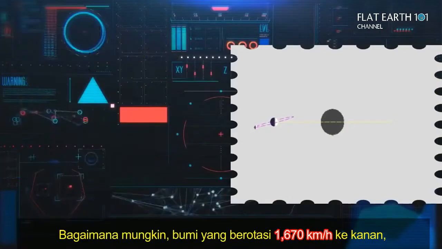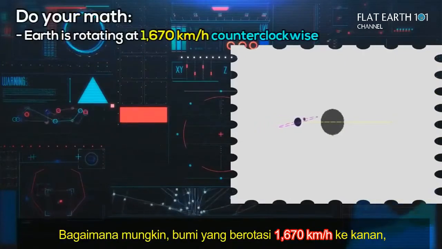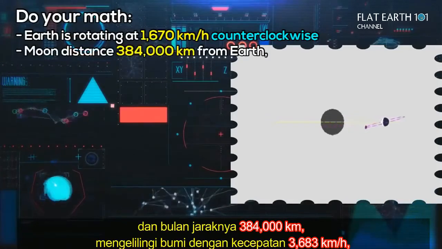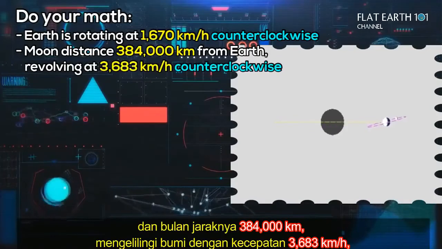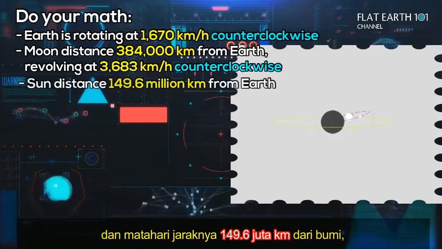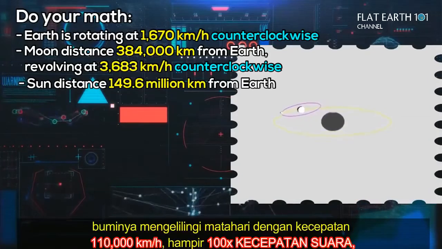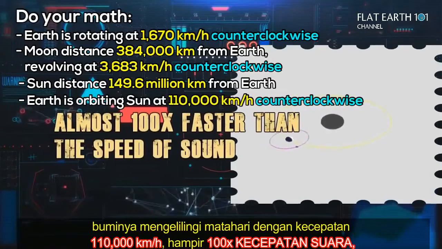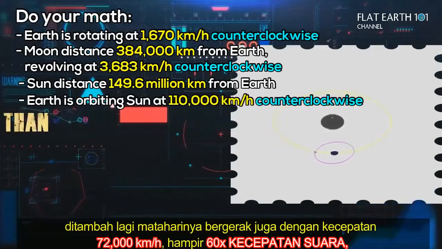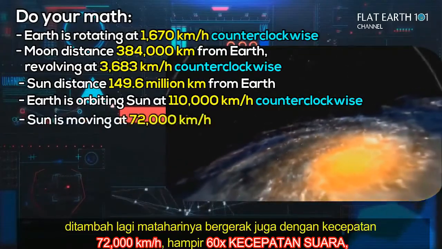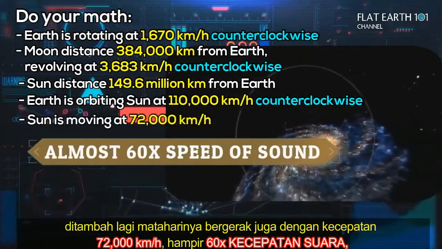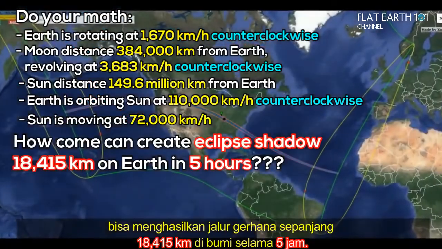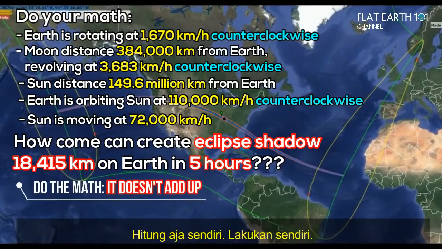How come the Earth that's rotating 1,670 kilometers per hour to your right, and the Moon that is 384,000 kilometers away, orbiting the Earth at 3,683 kilometers per hour, and the Sun that is 149.6 million kilometers from the Earth, while the Earth is orbiting the Sun at 110,000 kilometers per hour, almost 100 times faster than the speed of sound, plus the Sun is also moving at 72,000 kilometers per hour, almost 60 times faster than the speed of sound, can create an eclipse shadow of 18,415 kilometers on Earth within 5 hours. Do the math, do it yourself.